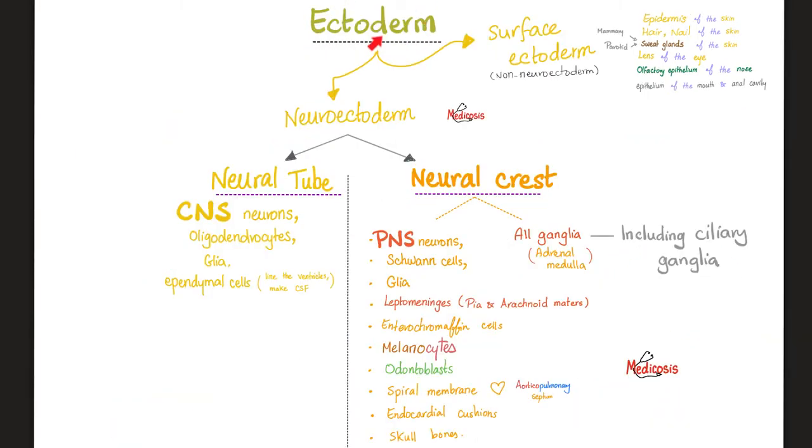So ectoderm divides into neuroectoderm and surface ectoderm. Surface ectoderm is for epidermis of your skin, hair, nail, sweat glands, lens of the eye, olfactory epithelium of the nose, and epithelium of the mouth and the anal cavity. The other type of ectoderm is the neuroectoderm, which divides into neural tube for CNS and neural crest for PNS, and all the ganglia, including ciliary ganglia.